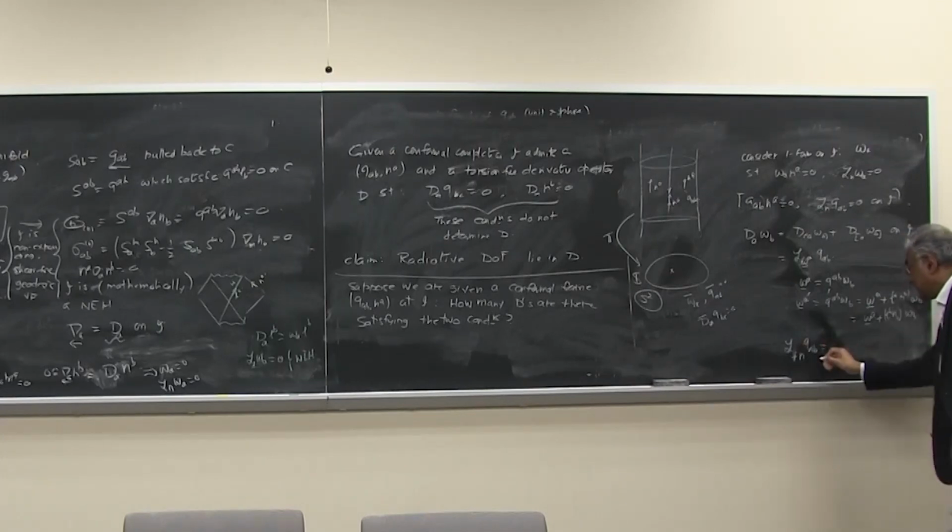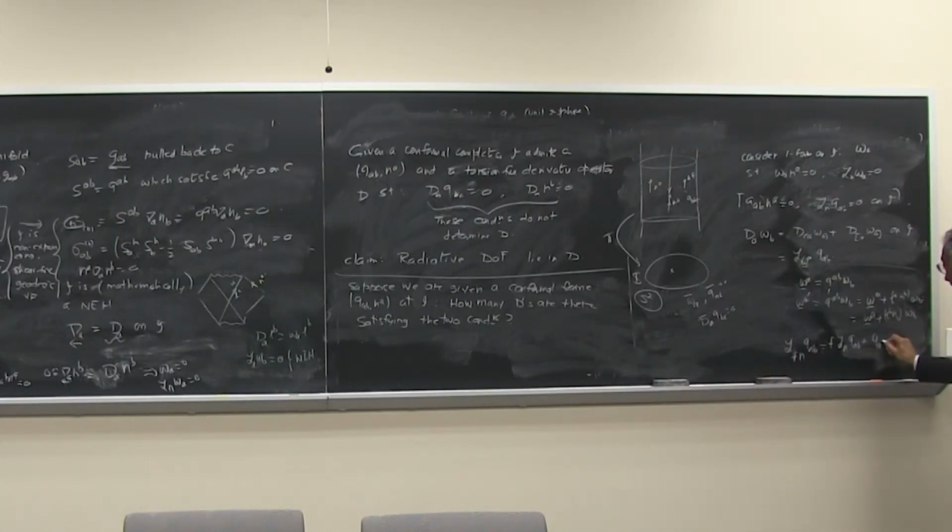Well, this is because this Lie derivative is given by f times Lie_n q_AB plus q_AM D_B f times n^M plus q_MB D_A f times n^M. But Lie_n q_AB is 0, n times q is 0, n times q is 0.